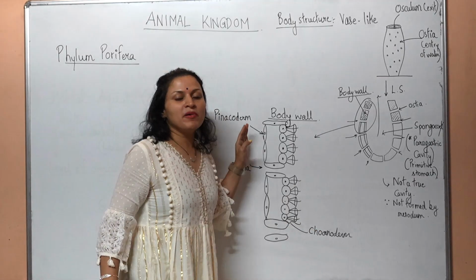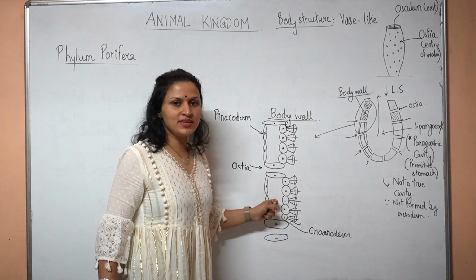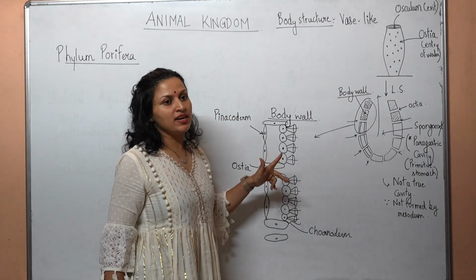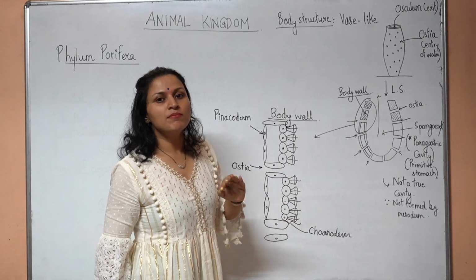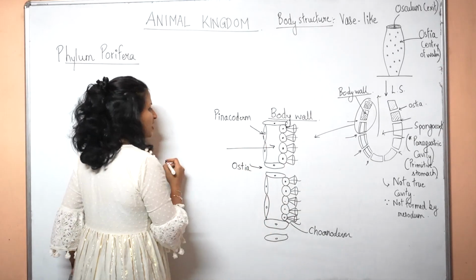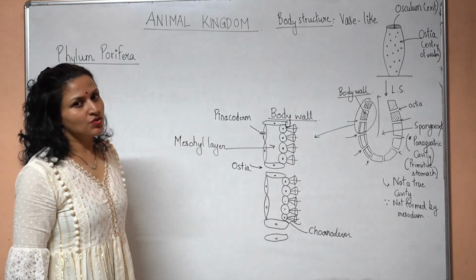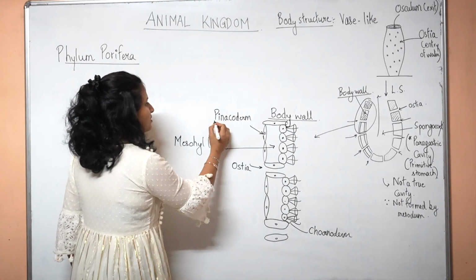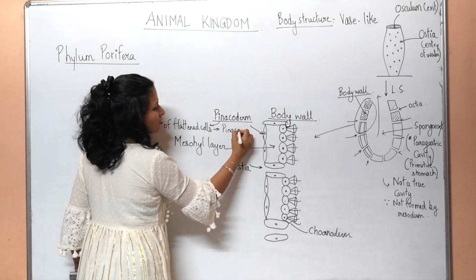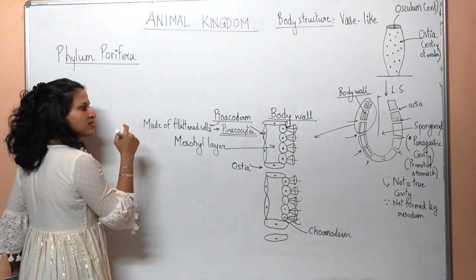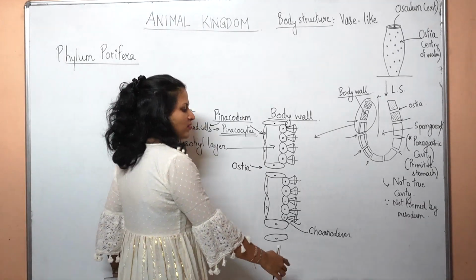The pinacoderm is formed by the ectoderm, the choanoderm is formed by the endoderm, and what you have in between is a jelly-like substance, an undifferentiated mesoderm, which is not called mesoderm, it's called the mesohyl layer. Let's talk about each of these layers in more detail. The pinacoderm is made up of flattened cells. The flattened cells are called pinacocytes, and the function of this pinacoderm is protection. Origin is the ectoderm.